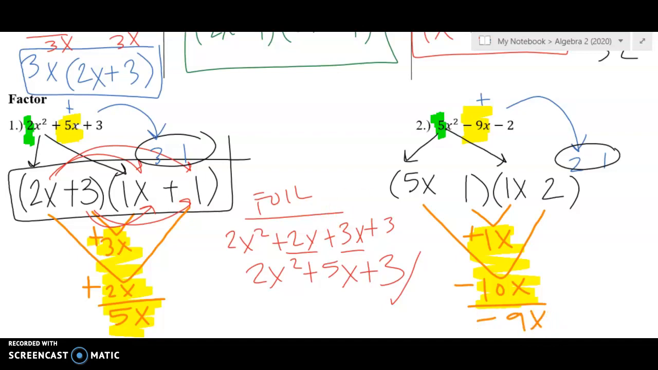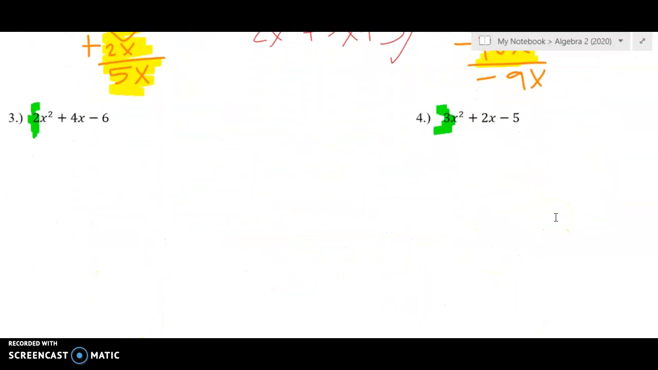So then I backtrack. If I want 1x to be positive, this 1 has to be positive. And if I want this negative 10x, I need to backtrack and make this 2 a negative. And then there's my final answer. And again, you can FOIL to check that.